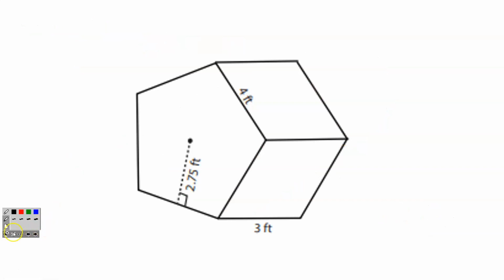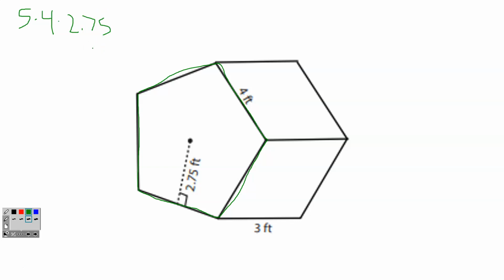Okay, here we go. Next one. So I need to do the base first. So this piece right here. There we go. Okay, number of sides is 5. This is a pentagonal prism. Times the length of one side, which is 4. Times my apothem, which is 2.75.